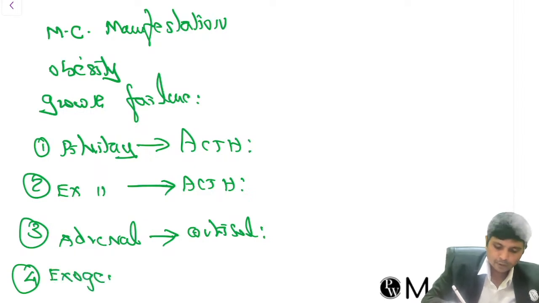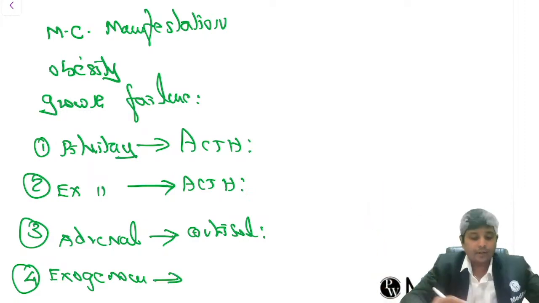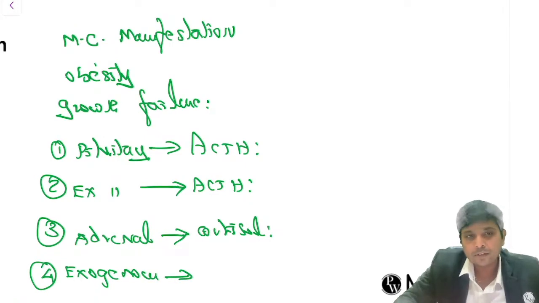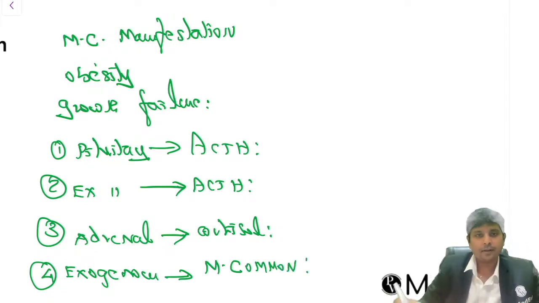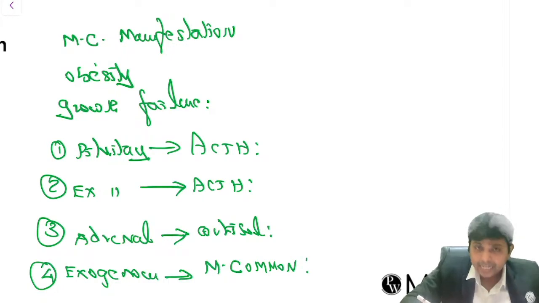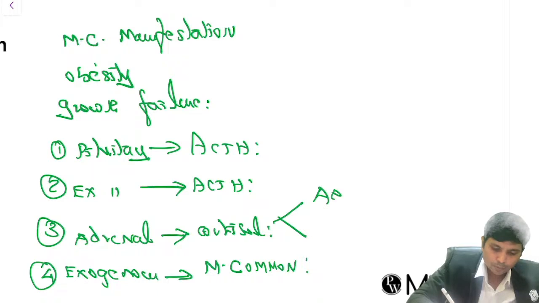What do you mean by exogenous? For example, in rheumatic fever you are giving 12 weeks of steroids. In nephrotic syndrome you are giving 12 weeks of steroids. So exogenous. Remember, exogenous is the most common. And with respect to adrenal secretion of cortisol, it can be either adrenal adenoma or adrenal carcinoma.